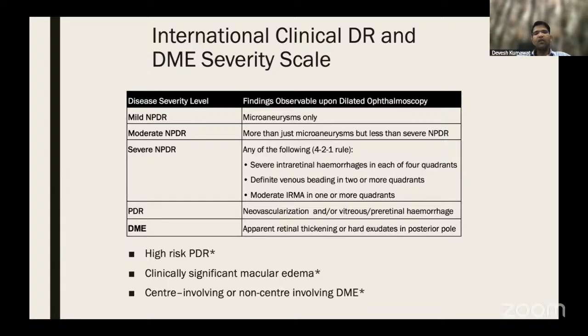DME. So DME, as per the international classification system, is apparent presence of retinal thickening or hard exudates. So you need to do a slit lamp biomicroscopy examination to comment on DME. You cannot comment on DME based on indirect ophthalmoscopy examination.